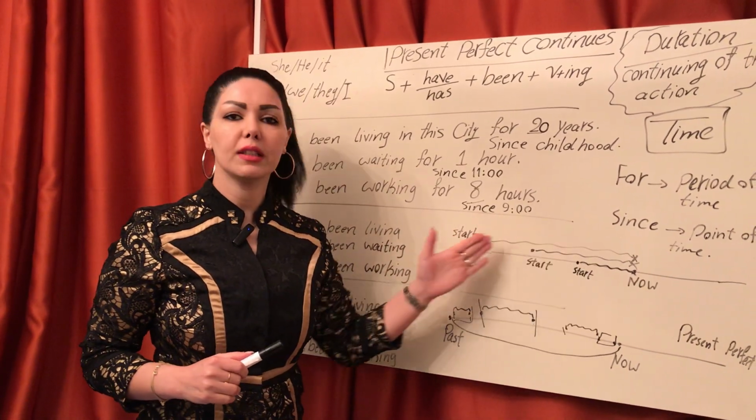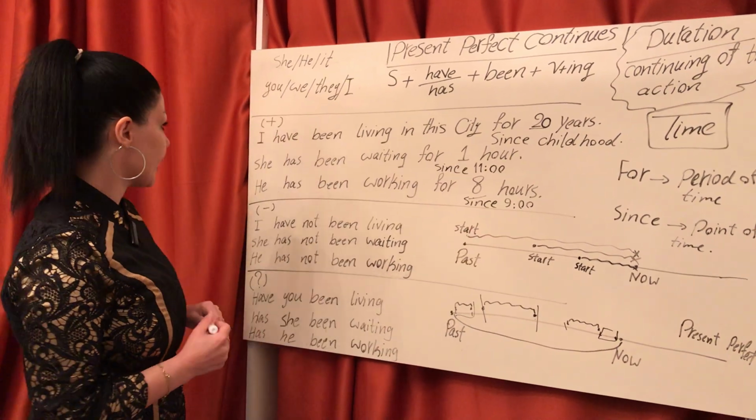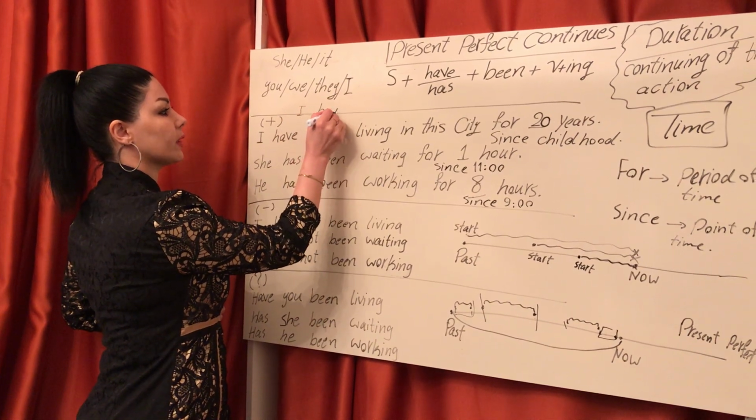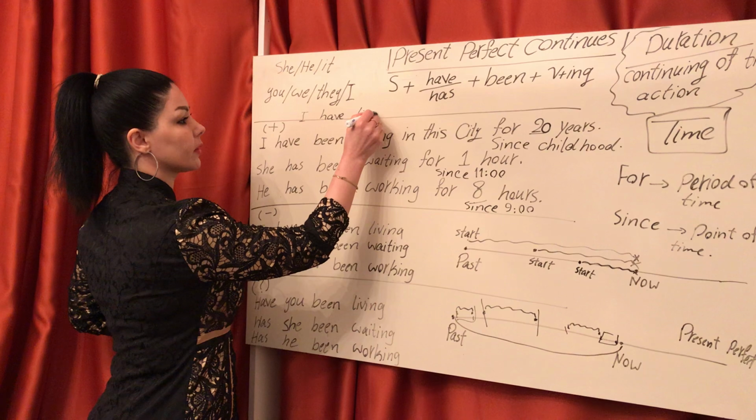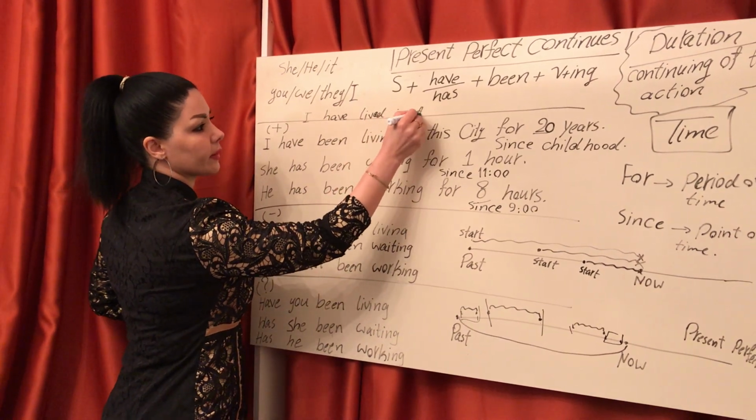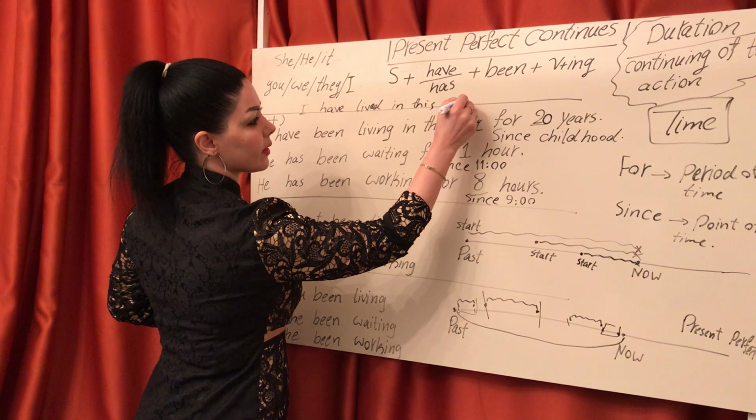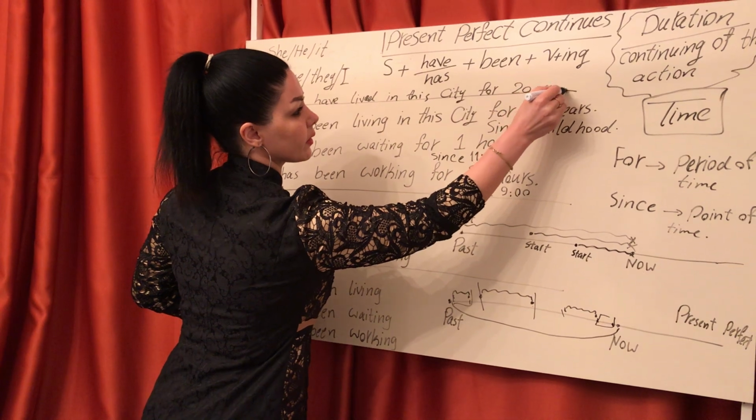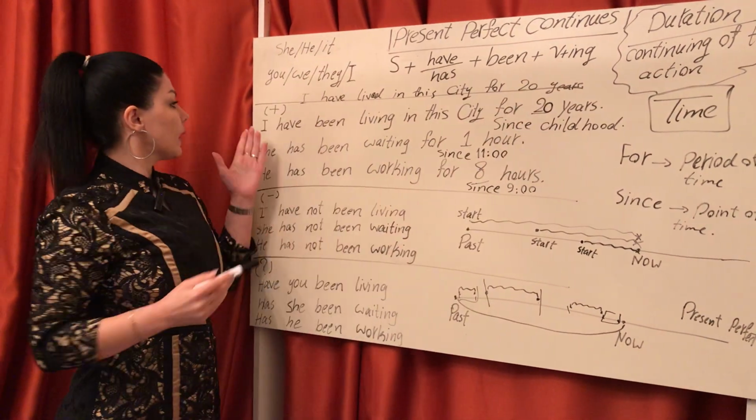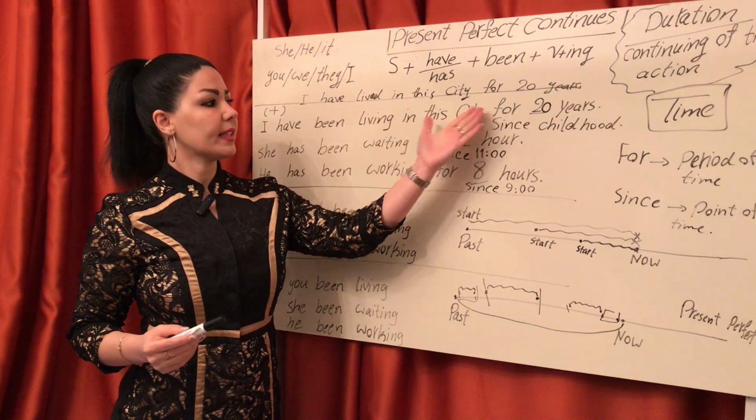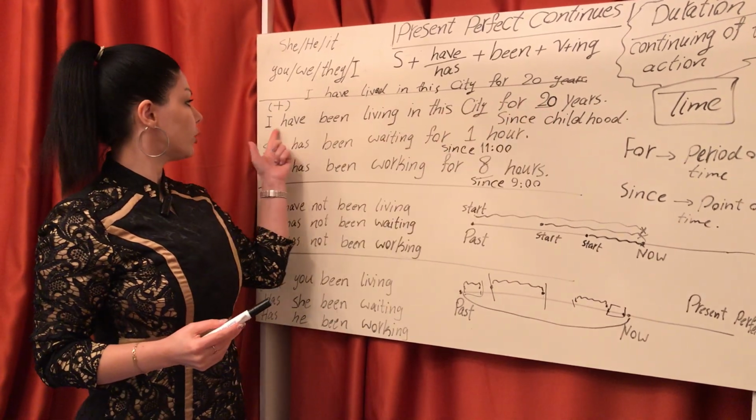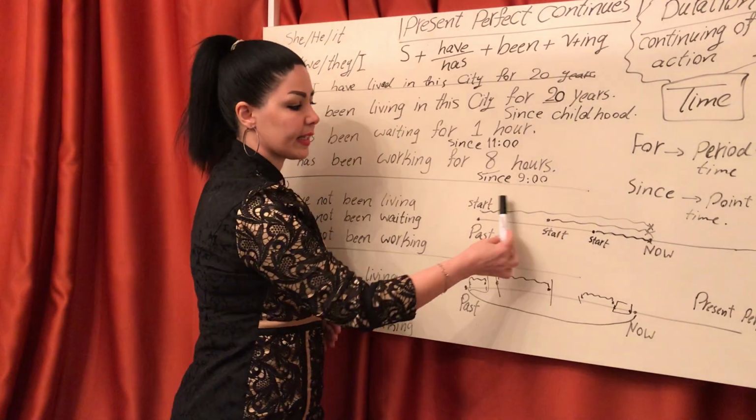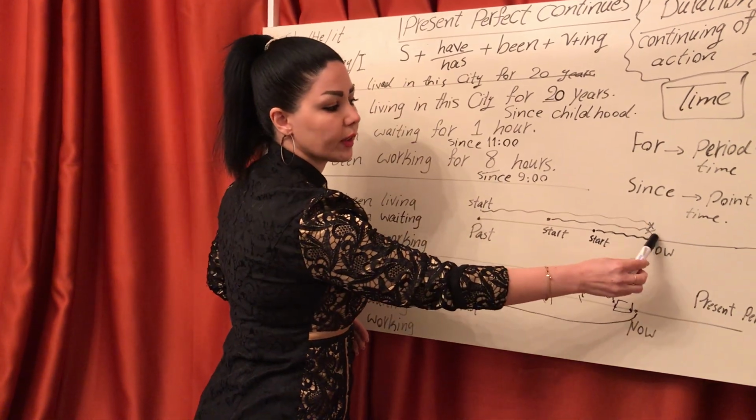We speak about continuing. For example, I can say that I have lived in this city for 20 years. I have been living in this city for 20 years. If I use this tense, it means now I am living yet. 20 years ago started and continue until now.